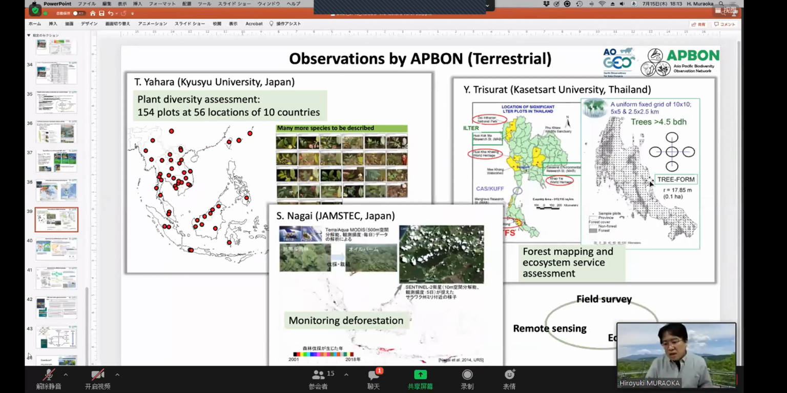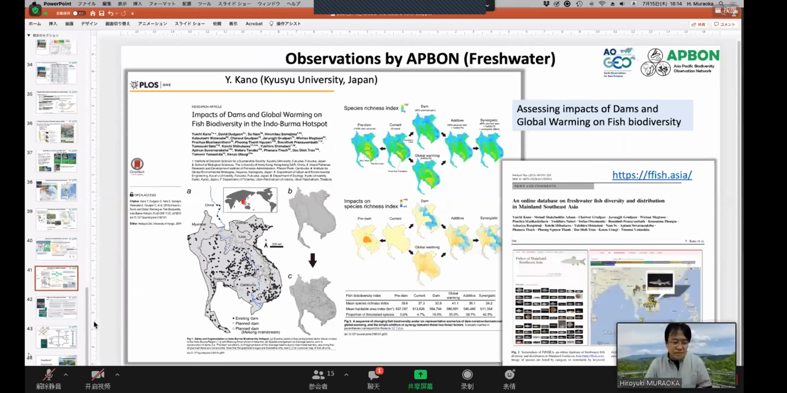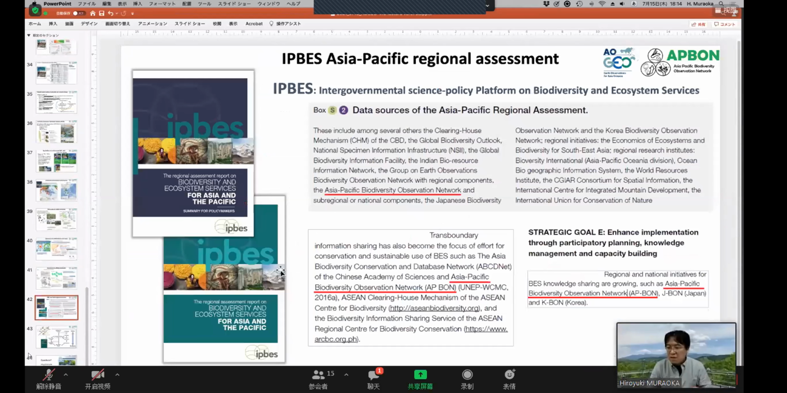My colleague in Thailand is doing satellite remote sensing and modeling studies to evaluate ecosystem services in the Mekong Basin. The marine group is mapping ecologically and biologically significant areas for coastal regions with high biodiversity in coastal or marine ecosystems. In my freshwater group, my colleagues in Japan and Cambodia are evaluating the impacts of dam construction and global warming on fish biodiversity in the Mekong River Basin. All these scientific findings and knowledge are referred to in this IPBES assessment, which is influential to decision-making processes for biodiversity conservation.